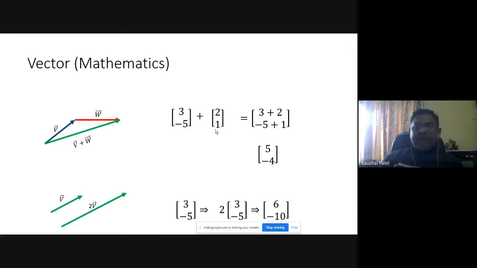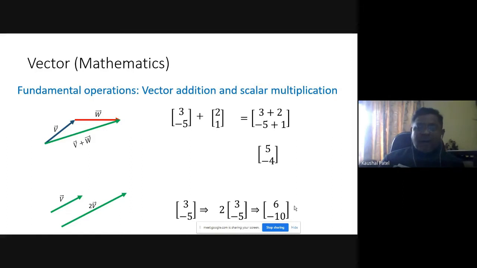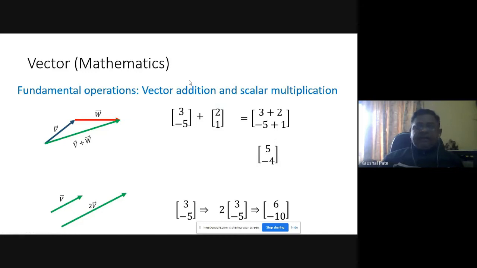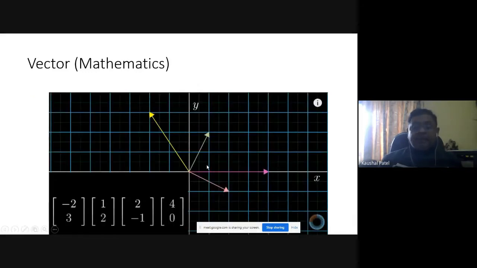This vector V may be multiplied, giving 2V. So this is 3 and minus 5, and we multiply by 2. This is nothing but the fundamental operations on a vector: vector addition and scalar multiplication, which we use in mathematics. But can we say that a vector in mathematics is the same as a vector in physics? Yes.